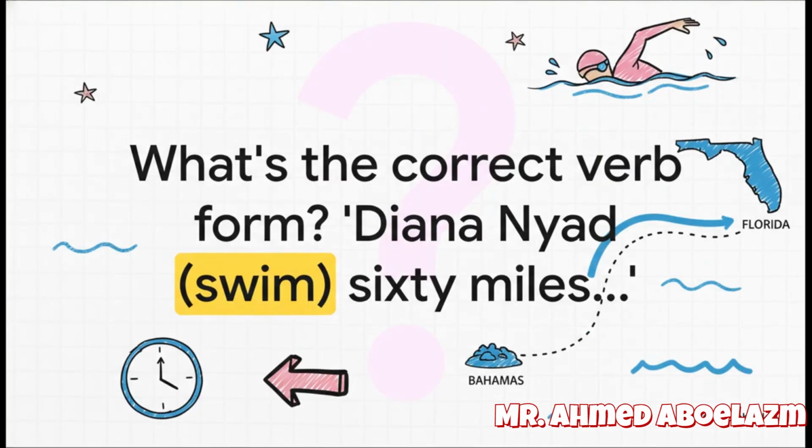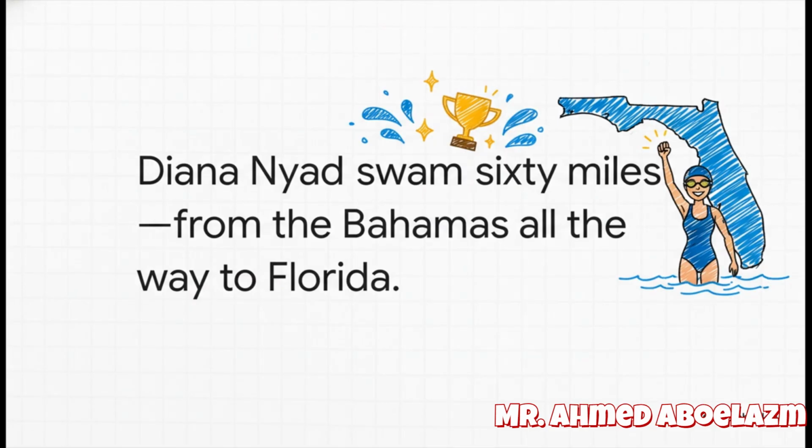Let's try one more. And this is a pretty incredible true story. Diana Nyad swam 60 miles from the Bahamas all the way to Florida. It's another action that was completed in the past. How should the verb swim change here? You got it. The correct answer is swam. Swim is another one of those classic irregular verbs, and its simple past form is swam. Diana Nyad swam 60 miles. What an absolutely amazing accomplishment. And now you can describe it using perfect grammar.